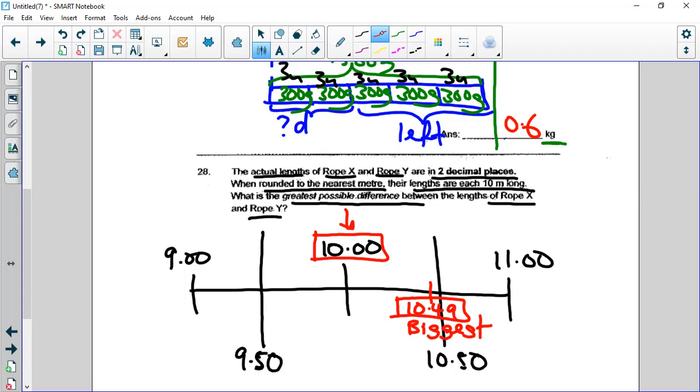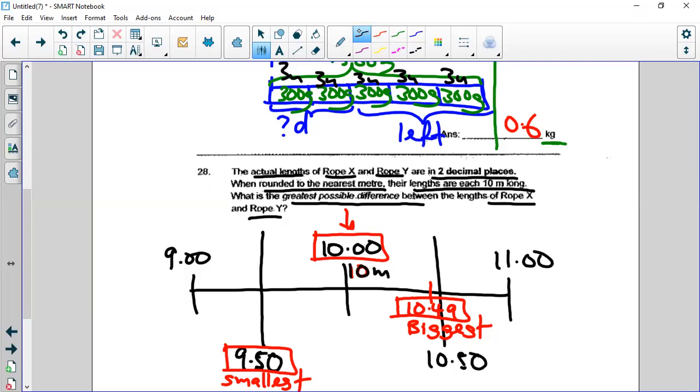Am I correct? Then what is the smallest actual length? The smallest actual length will be this one. When you round this to the nearest meter, it's also 10 meters. What is nearest meter? Nearest meter means nearest whole number. So the nearest whole number is 10.